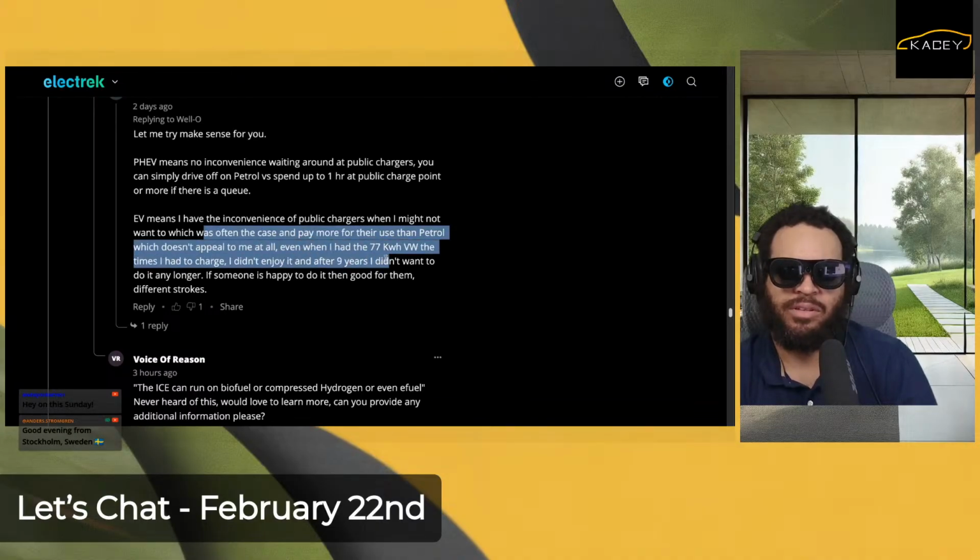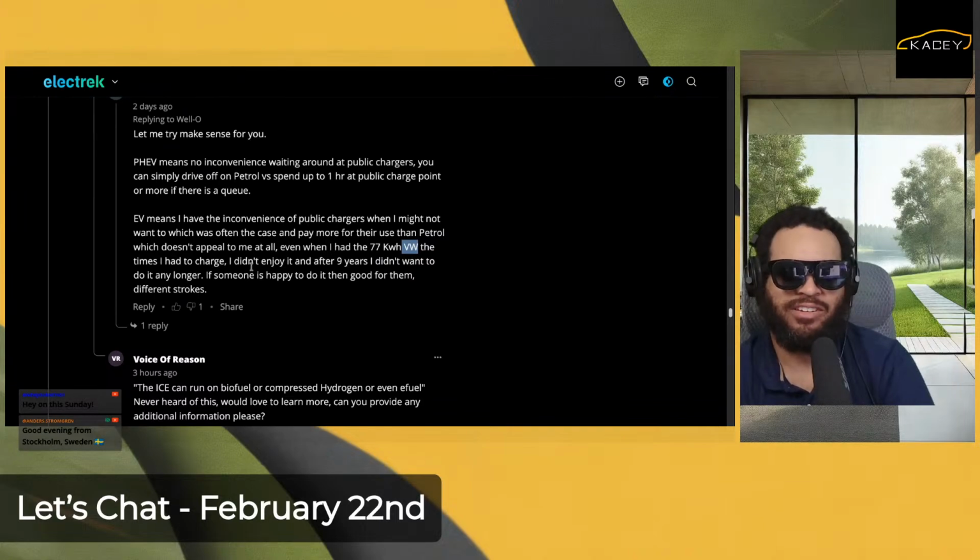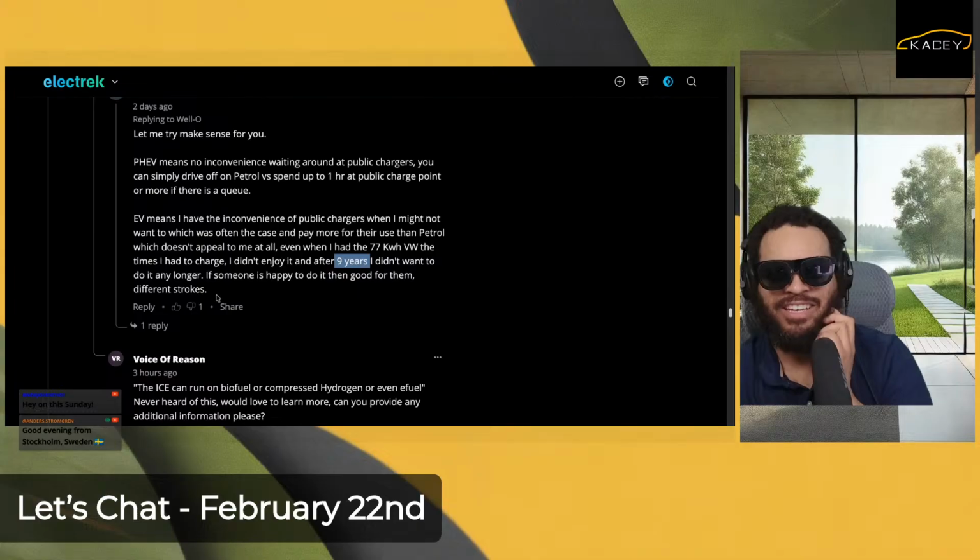With the 70, we had the 77 kilowatt hour Volkswagen. There we go. So they were probably on Electrify America, and since they made it sound like it's far ago, it was probably like a 2016 VW electric. I didn't enjoy it at all, and after 9 years, yep, it was longer ago than he thinks it is in real life. I didn't want to do it any longer. Someone's happy to do it, and good for them. Different strokes.